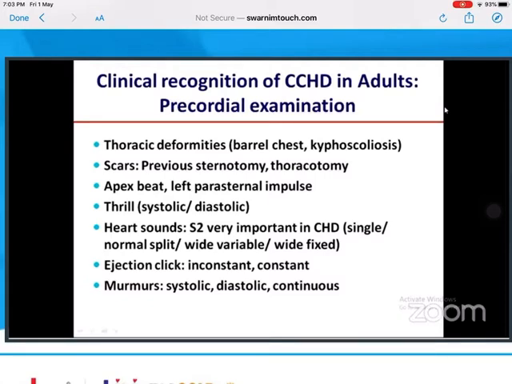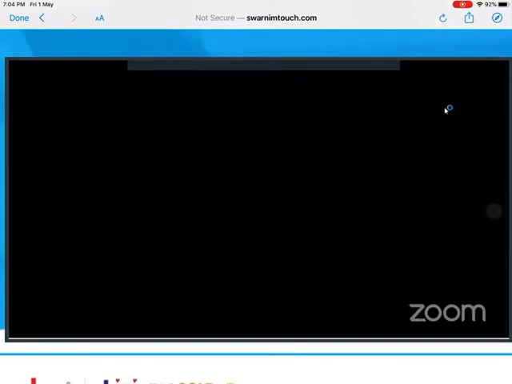And I think the second heart sound is very, very important. We've been told again and again, and I think all the students know, that the second heart sound sort of gives you the diagnosis in very many cases. So it's very, very important to say whether it is single, normally split, wide variable, or fixed split. It is important to hear S2 in every case that you see during your practice.